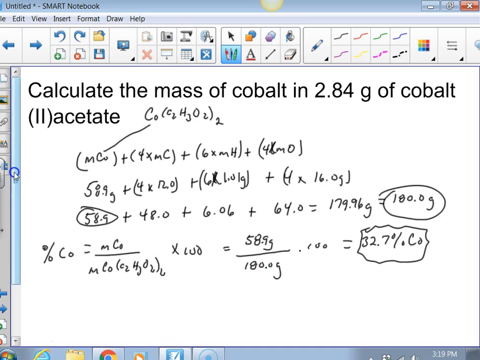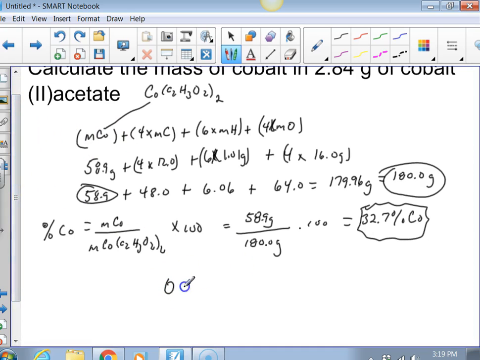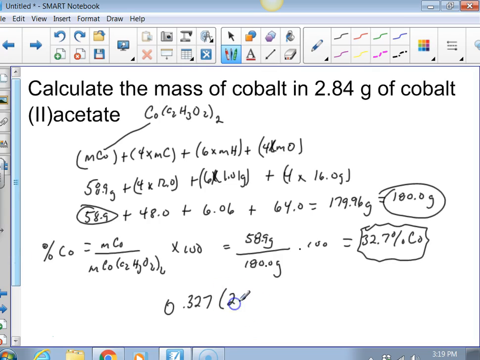Just highlight that. Okay, so we have 2.84 grams, so we can say that 0.327 times 2.84 grams, this is 32.7% of 2.84, and that comes to 0.929 grams of cobalt. Just less than a gram.